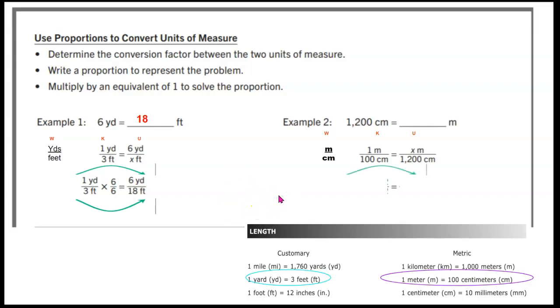We can solve this proportion by multiplying 100 by 12, which will give us 1,200. Since I'm multiplying 100 by 12, I'm going to also multiply 1 by 12, and that will give us 12. So we know that 1,200 centimeters is equal to 12 meters.